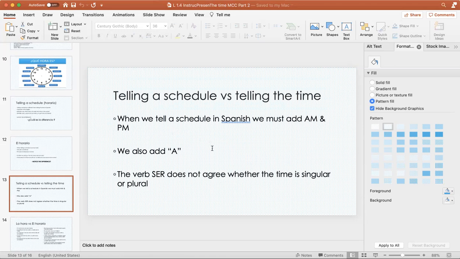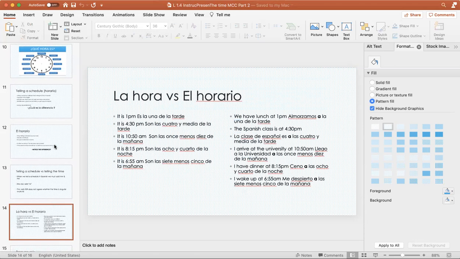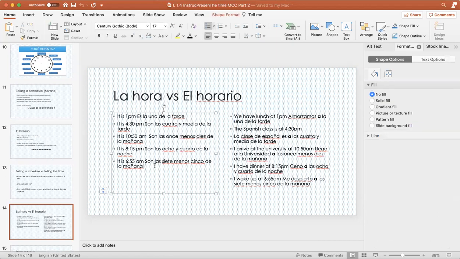So when we tell a schedule in Spanish, we must add AM and PM. We also must add a, which is really, really important. And remember that the verbo ser does not agree no longer whether the time is singular or plural. So we're going to see a big difference between the two. Here we have some examples of la hora versus el horario, okay? I want you to pay attention to here on this side how we are telling the time, and then here how we're telling a schedule.